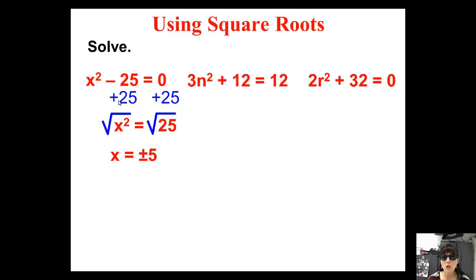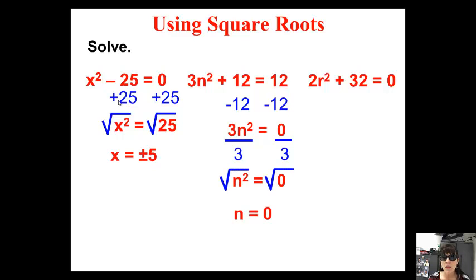Next problem, we're going to subtract 12 from both sides. We get 3n squared equals 0. Now we're going to divide both sides by 3. We know 0 divided by any number is 0. And so when we take the square root of both sides, we get n is 0. There is no such thing as a positive or negative 0. So there's only one solution to this problem.